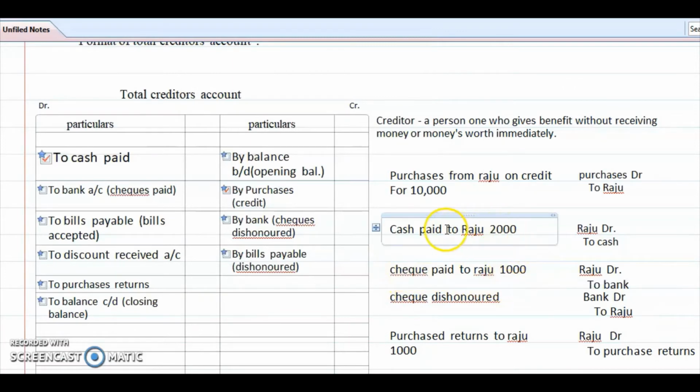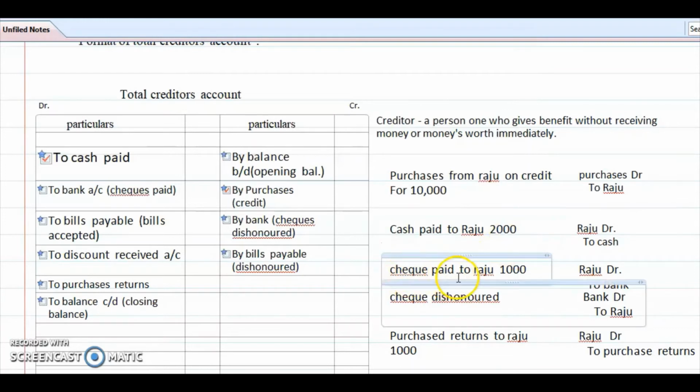It is not necessary that I should always pay in cash. So what I did here is I made a payment of rupees 1000 by check. If I pay by check, what entry will I make? Raju account debtor to bank. Here Raju is a creditor. Okay, so Raju account debtor to bank.